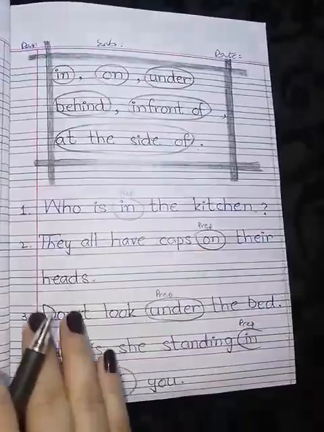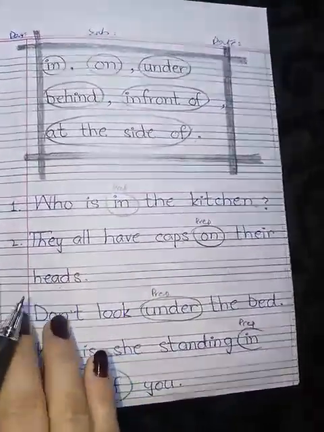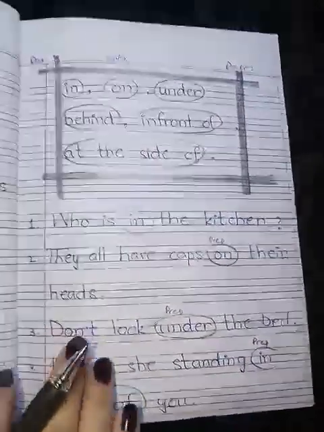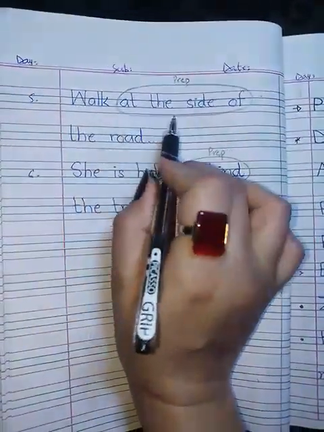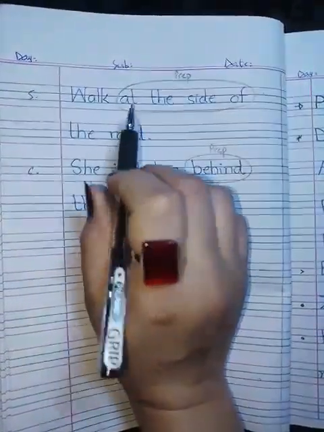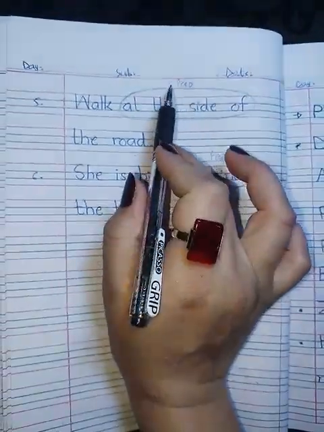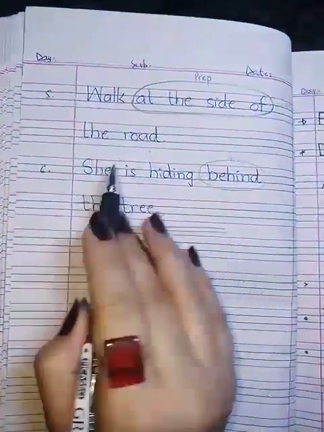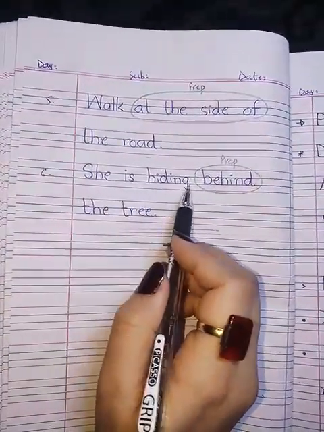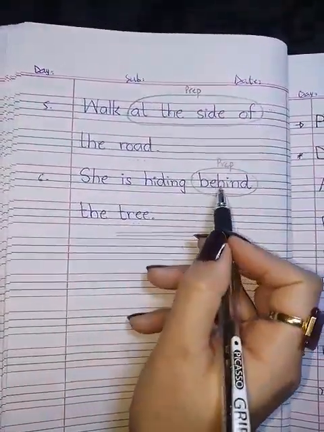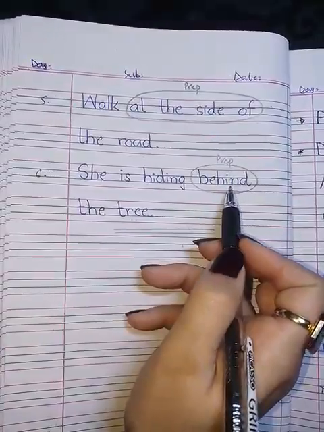I already made all the sentences and they are written. You just have to copy it. Look at number 5. Walk at the side of the road. Circle at the side of and write preposition on it. Then you have number 6. She is hiding behind the tree. Circle behind and write preposition on it.